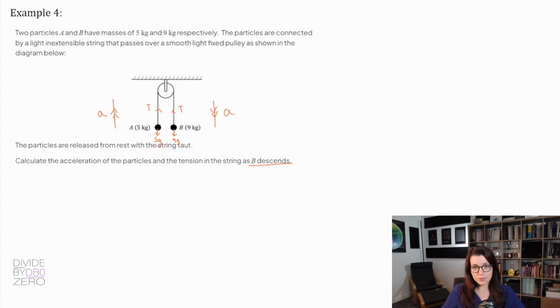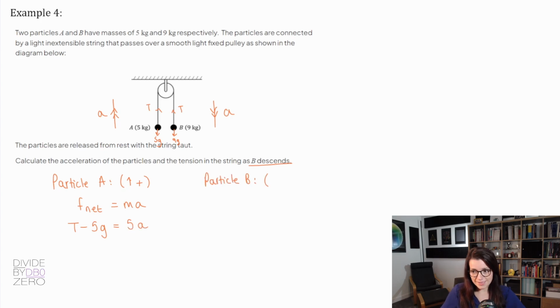Now, for any pulleys question, because the particles are moving in different directions, you need to consider them separately. So let's start with particle A. I'm going to choose up as positive for particle A to follow the direction of acceleration. Net force, F net equals MA, and for A, that's going to be tension minus the weight, 5G, is equal to the mass, so 5 times acceleration.